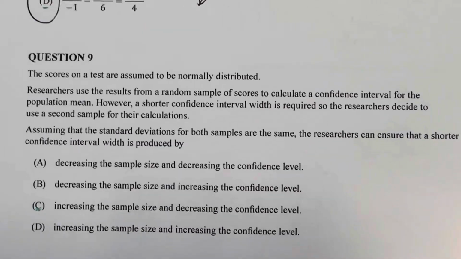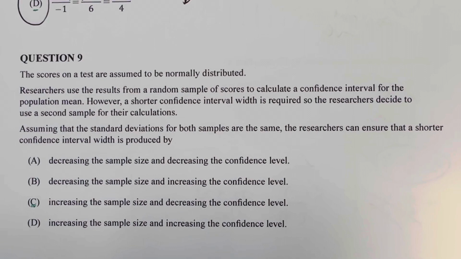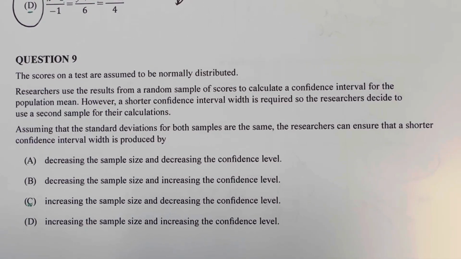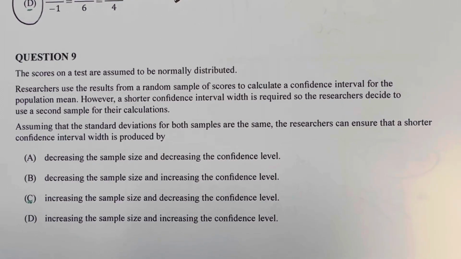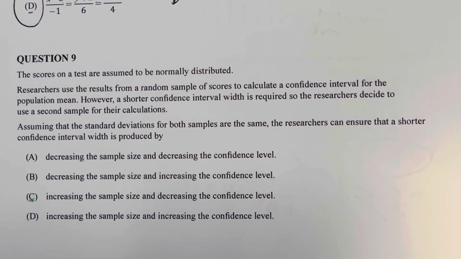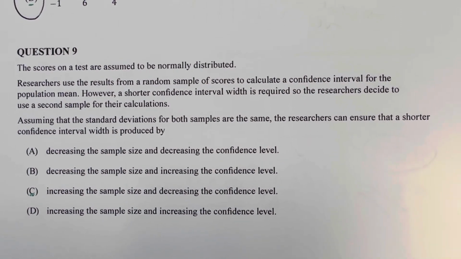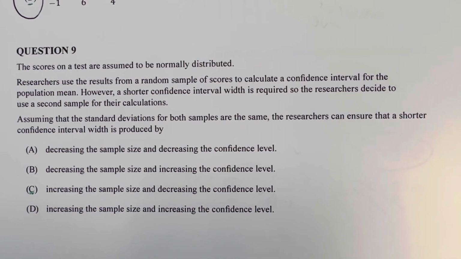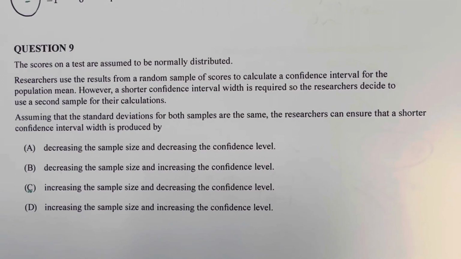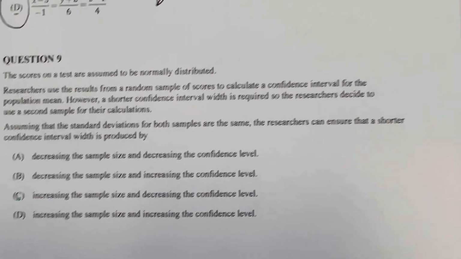Question 9, stats. The scores on a test are assumed to be normally distributed. Researchers use the results from random samples of scores to calculate confidence intervals for the population mean. However, a shorter confidence interval width is required, so the researchers decide to use a second sample for their calculations. Assuming that the standard deviations for both samples are the same, the researchers can ensure a shorter confidence interval width is produced by doing what?